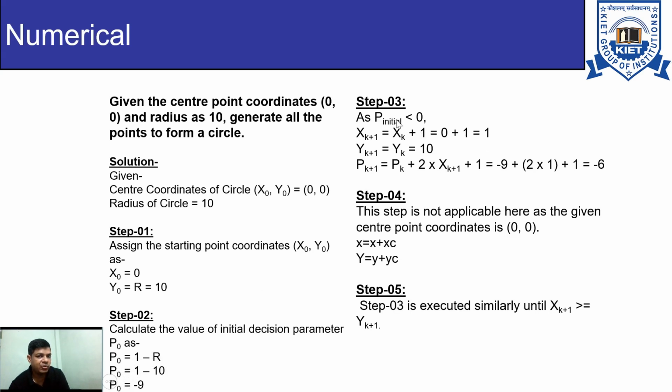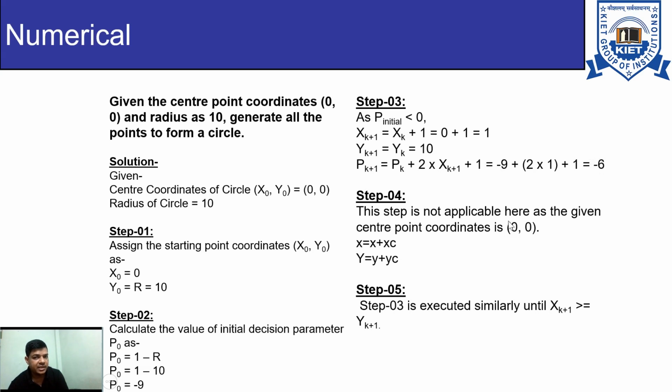And we know that if the value of p0 is less than 0, then in that case we will increment the value of x, but we will not change the value of y. The x value will be incremented from 0 to 1, but the value of y, which was previously 10, will remain the same, that is 10. And the next pixel parameter is minus 6, and again in the same way we have to increment the value of x, and we do not have to change the value of y.